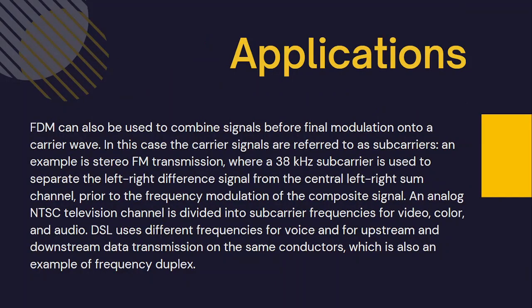Here are some applications of FDM. FDM can also be used to combine signals before final modulation onto a carrier wave. In this case, the carrier signals are referred to as subcarriers. An example is stereo FM transmission, where a 38 kHz subcarrier is used to separate the left-right difference signal from the central left-right sum channel prior to the frequency modulation of the composite signal.